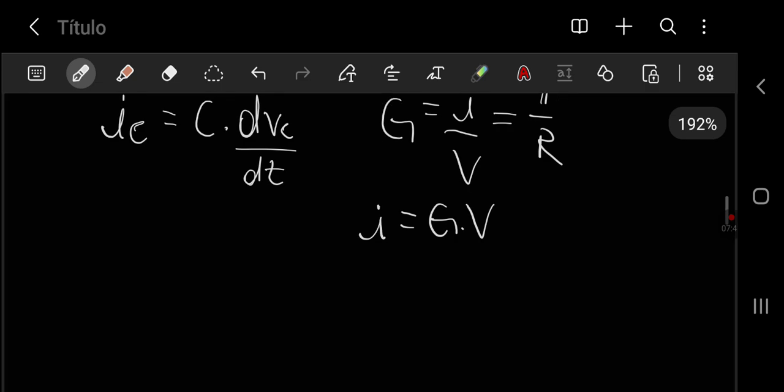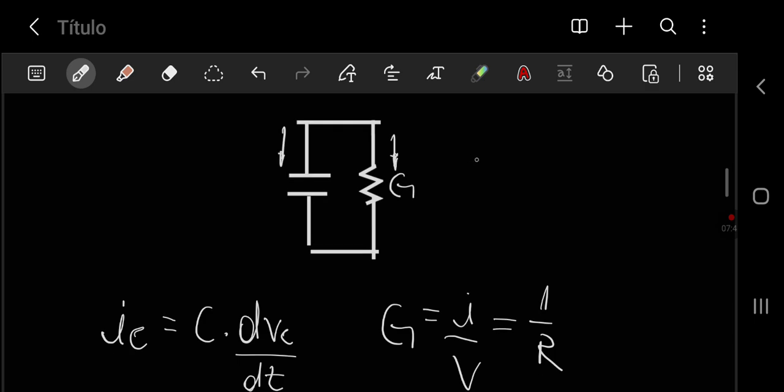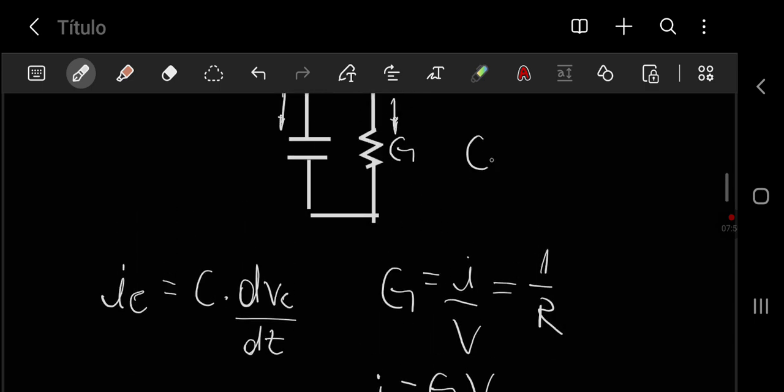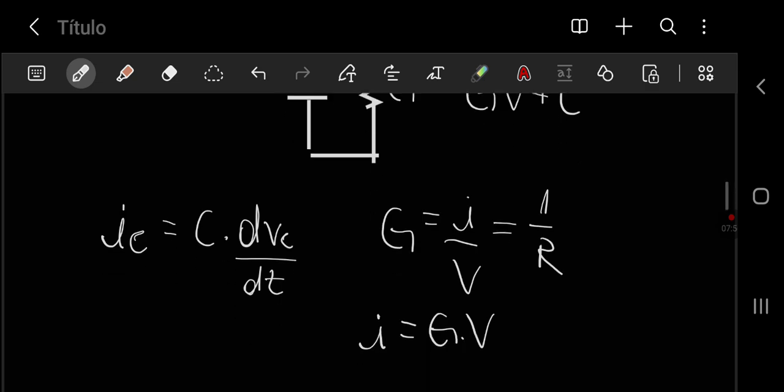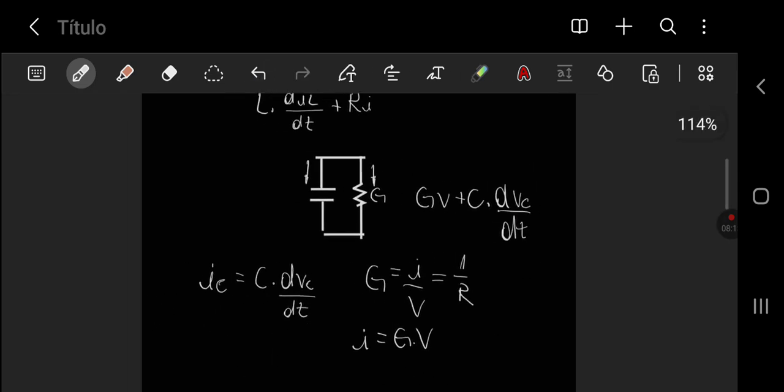So first let's finish this modulation. So it's going to be G times V plus the value of the capacitor times the rate of change of the potential on the capacitor with respect to time.